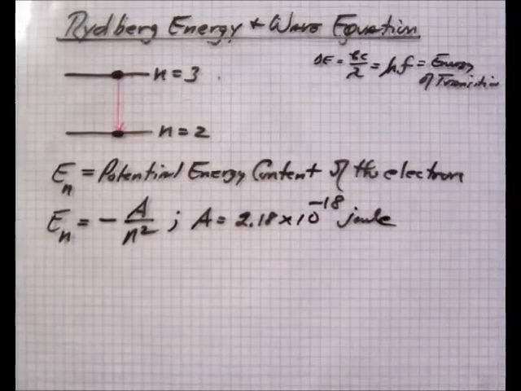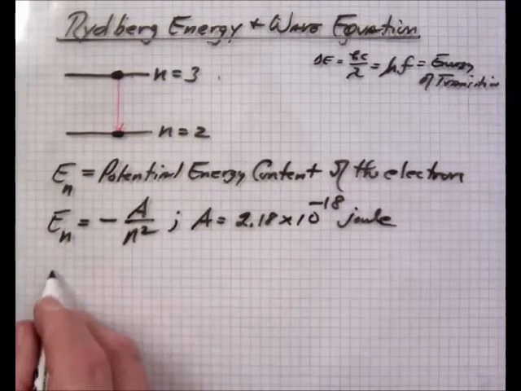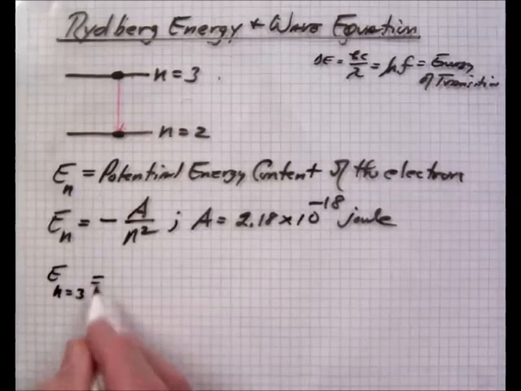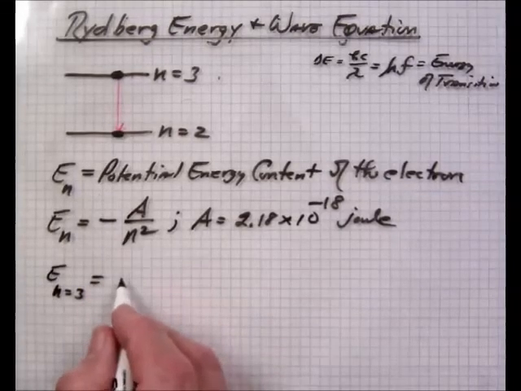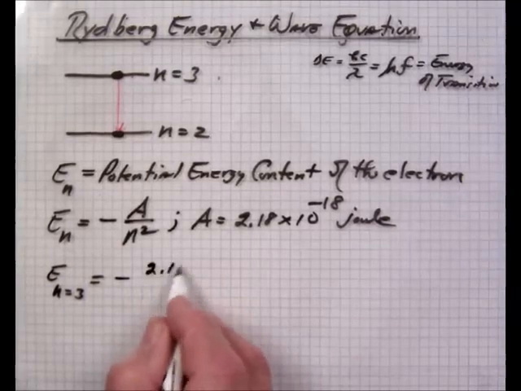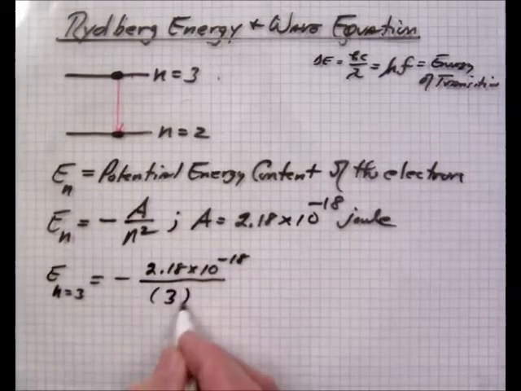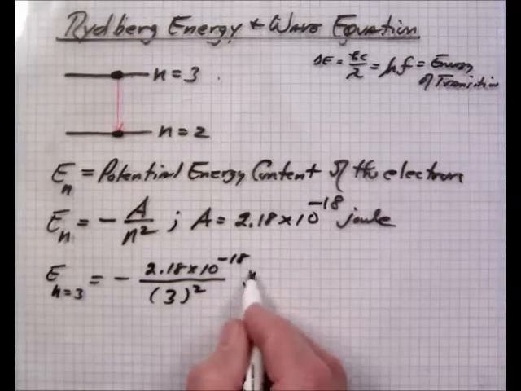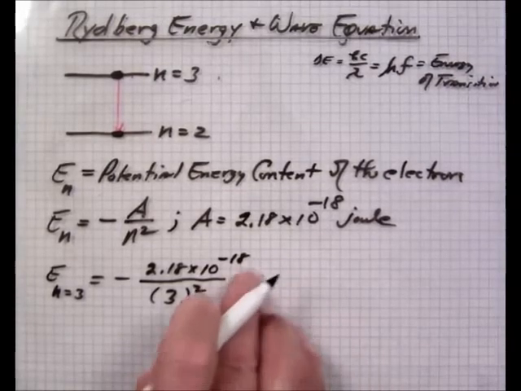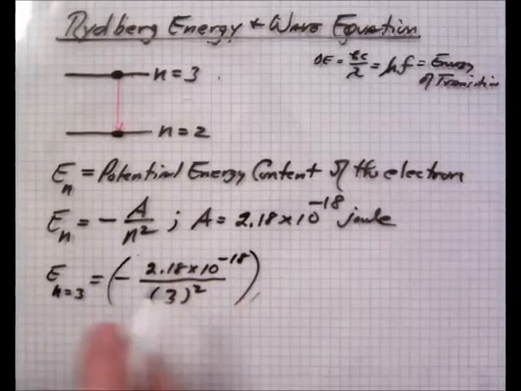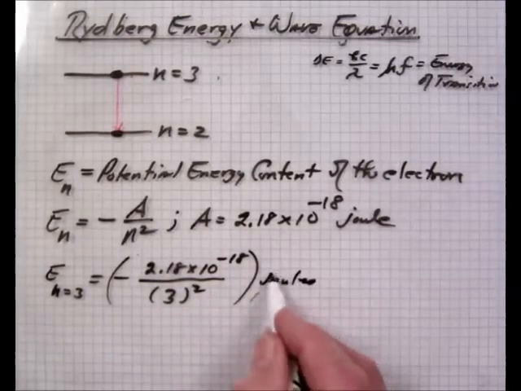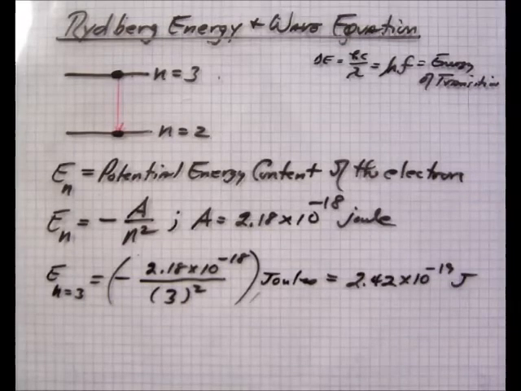It's a real easy equation. So if you want to know what the energy for n equals 3 is, that is minus 2.18 times 10 to the minus 18th divided by 3 squared, and that'll be in joules. Let me move that out here. Okay, that comes out 2.42 times 10 to the minus 19th of a joule. That's what it's holding while it's living in energy level number 3.